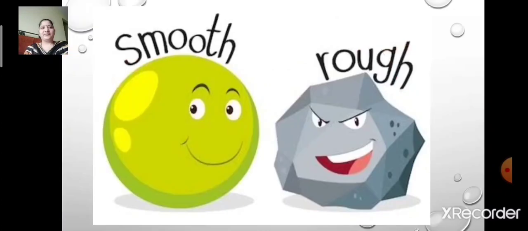Next, smooth, rough. The surface of this ball is smooth. The surface of this rock is rough. So, S-M-O-O-T-H, smooth, and R-O-U-G-H, rough, are the words opposite to each other.